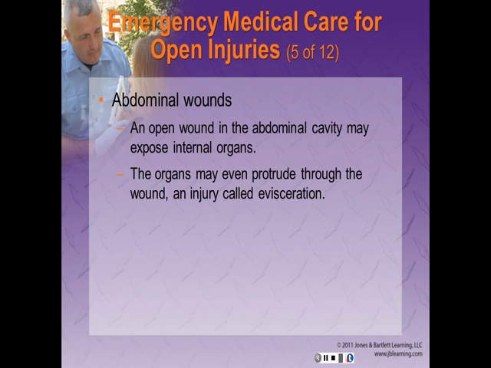Abdominal wounds. An open wound in the abdominal cavity may expose internal organs. In some cases, the organs may even protrude through the wound, an injury we call an evisceration. You must cover the wound with sterile gauze moistened with sterile saline, secure with an occlusive dressing, and keep the organs moist and warm. Most patients with abdominal wounds require immediate transport to a trauma center.